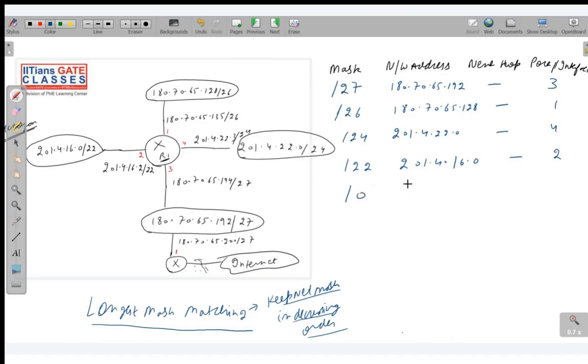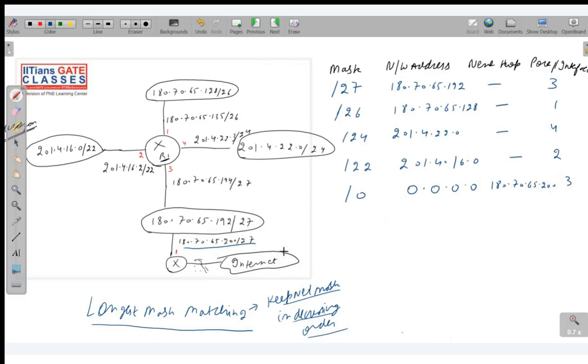I will end with all the zeros. So after ending with all the zeros, what net mask will I get? All zeros only. So in that scenario, the next hop is this network only, and the IP address given to this port is this one. So I will keep here 180, next hop is 180.70.65.200, and the port or interface is number 3.